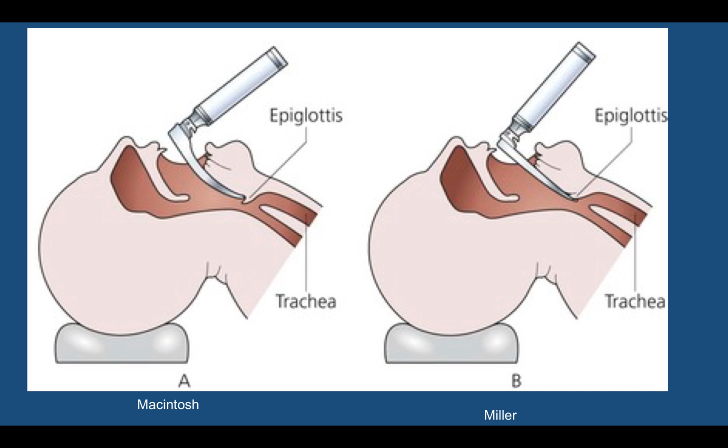As we mentioned, the Mac is great for going in behind the epiglottis, lifting the tongue and jaw, and allowing the epiglottis to follow because it is full of cartilage in the older patient. In the neonatal patient, we prefer to use a Miller blade, which picks up the epiglottis out of the way, as seen on the image on the right.